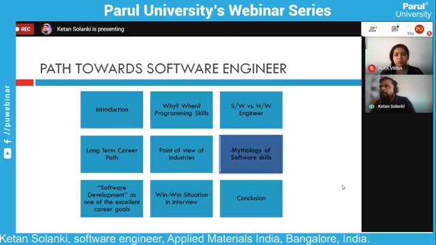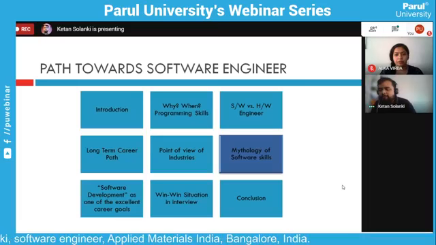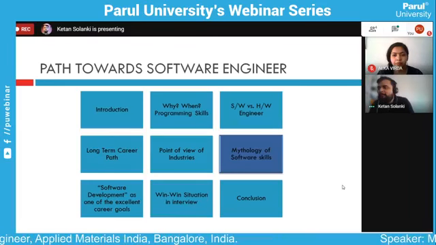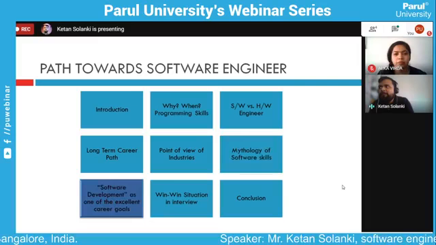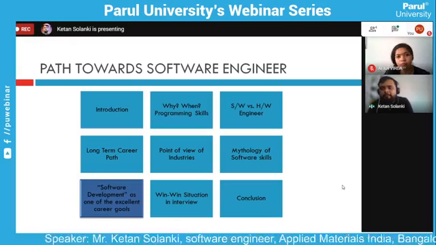So these are all about the myths of software skills we have. So I hope from now onwards we should not have them. Then, as we are on the path of becoming software engineers, there are some concepts about which position to choose. Software development is an excellent career goal one can choose.